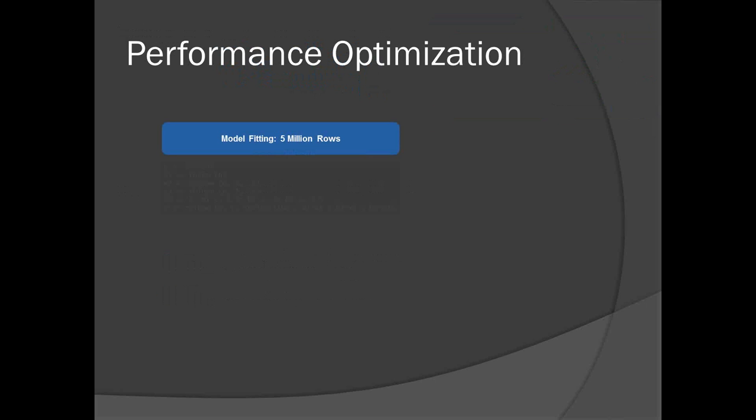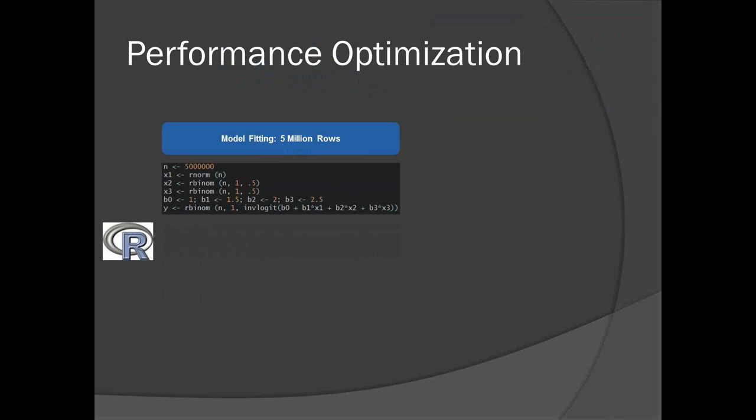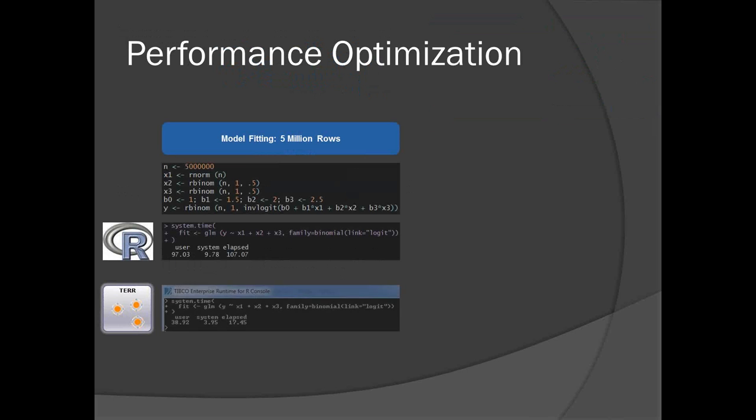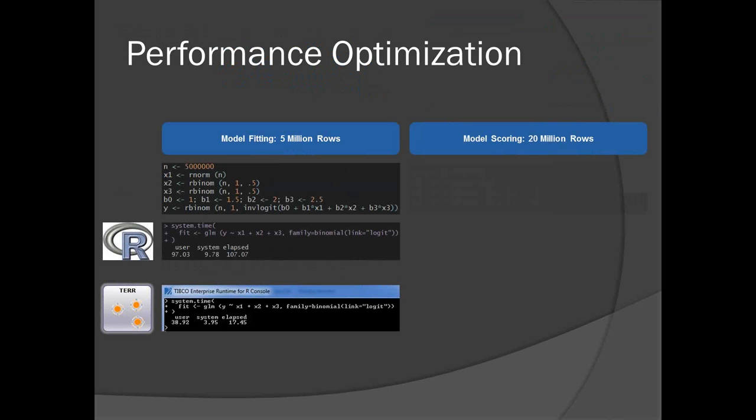And so I want to show you just a quick performance comparison. This is a model fitting exercise, about 5 million rows. Here's the code. It's basically maybe a type of fraud model, where the Ys are zeros or ones. To fit that model under open source R, you see 107 seconds. Under TERR, which is TIBCO Enterprise Runtime for R, 17 seconds, right? So a little bit over 6 times faster.